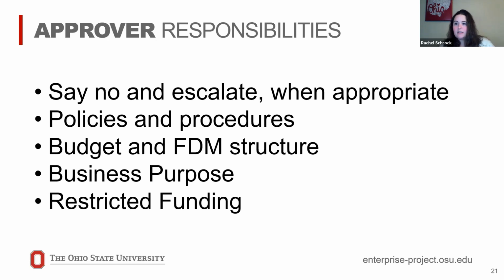A couple other things: they should ensure the completeness of the transaction and make sure to check the business purpose. And lastly, knowing if that funding happens to be restricted, just understand the nature of that funding and whether it's appropriate to spend. Examples of that may be gifts, so endowment or development funds, making sure we're spending those appropriately.